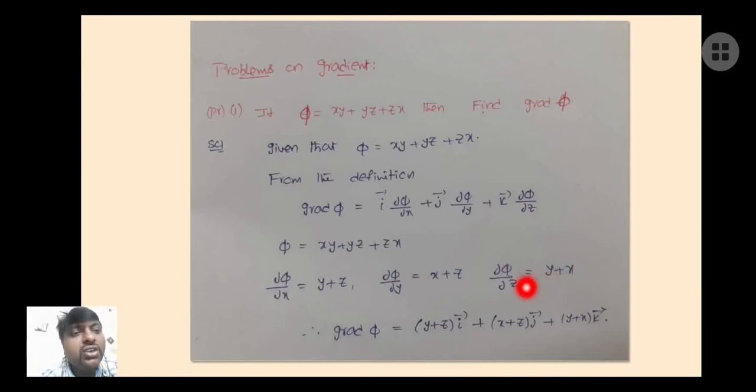Now I am replacing these partial derivatives in grad phi. I am writing y plus z into i bar plus x plus z into j bar plus y plus x into k bar. You are observing here, whenever they give a scalar point function, for that scalar point function you calculate grad phi. That grad phi is a vector point function.